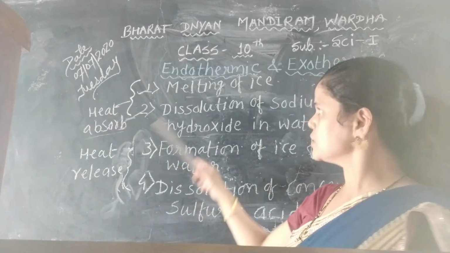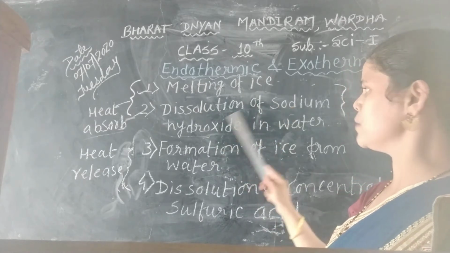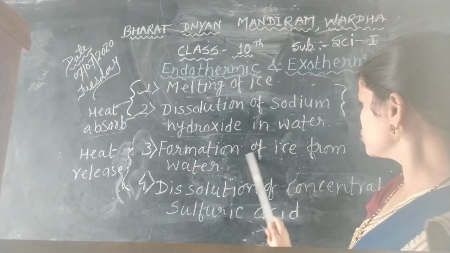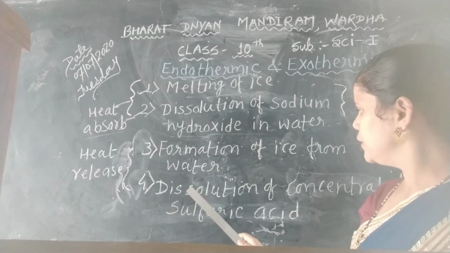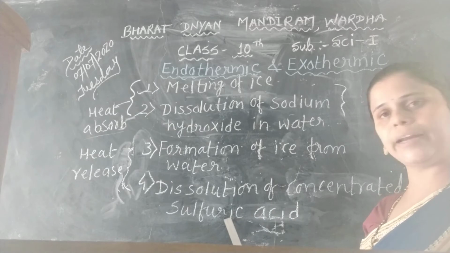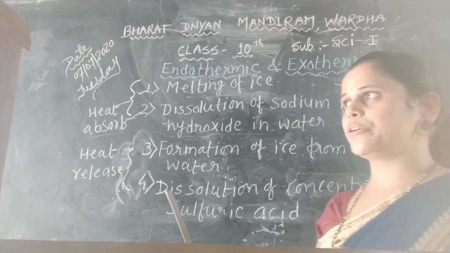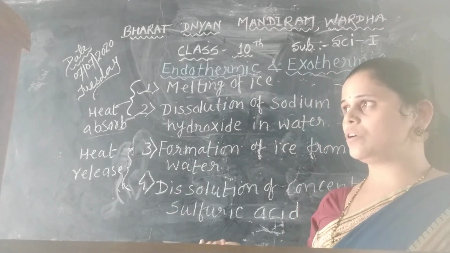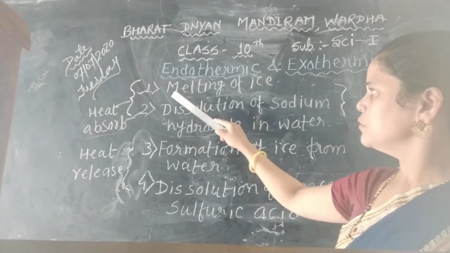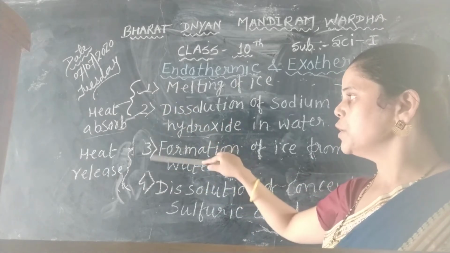What are these examples? Number one, melting of ice. Number two, a solution of sodium hydroxide, that means NaOH, in water. Number three, formation of ice from water. Number four, a solution of concentrated sulfuric acid, whose formula is H2SO4. This is a general acid, and in your lab you use this sulfuric acid. First observe examples number 1 and 3, because these two are from your daily life.